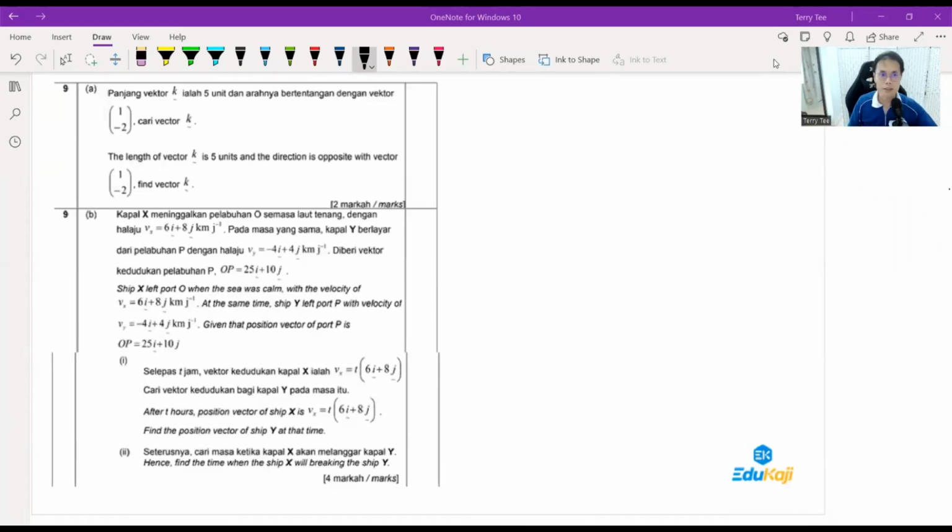Next question, question 9. This is Form 4, Chapter 8, Vectors. So here we have the length of vector k, which is 5 units, and the direction is opposite to vector (1, minus 2). Find the vector k.